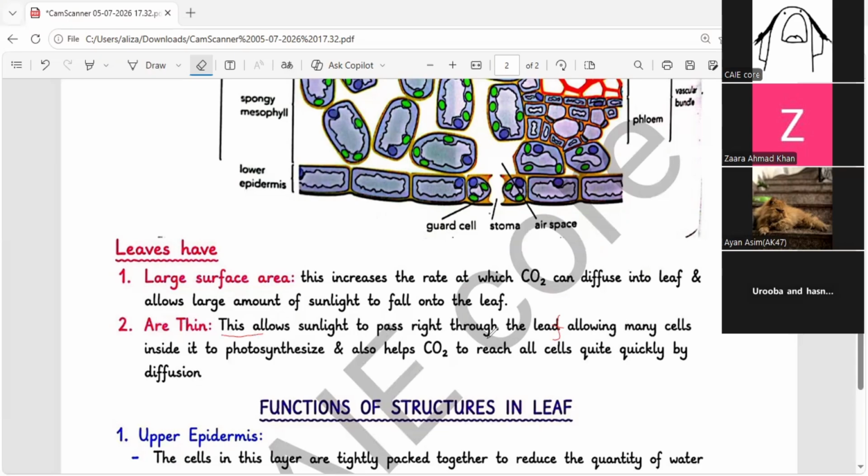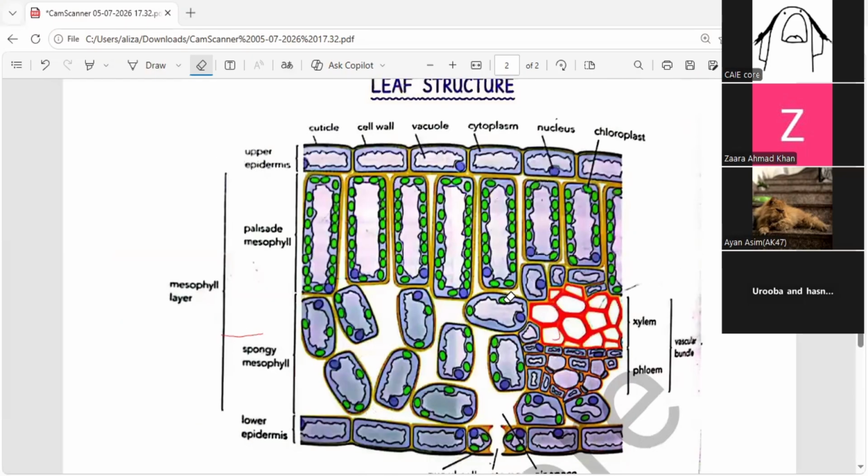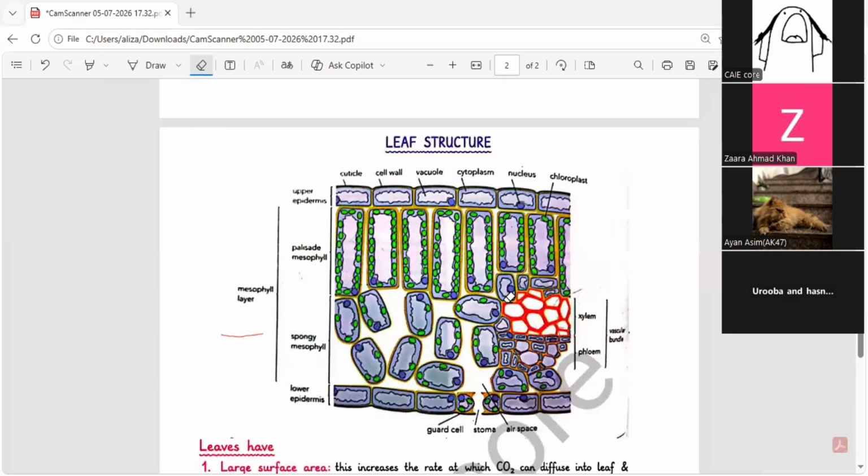Okay, and it is thin so that all parts of the leaf can get the sunlight. I mean, just look at this diagram. It feels so weird that this is the entire leaf, but it's so thin and just so beautiful how it has been created. All right, so the reason why it's so thin is that it allows the sunlight to pass through all the parts of these leaves.